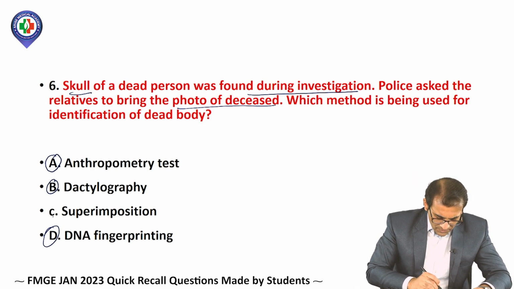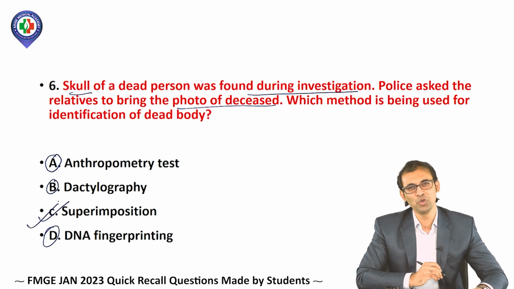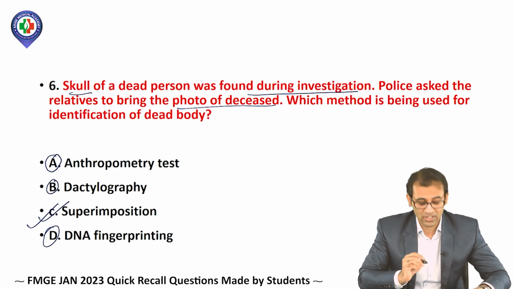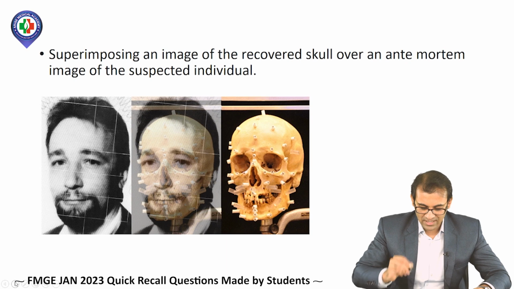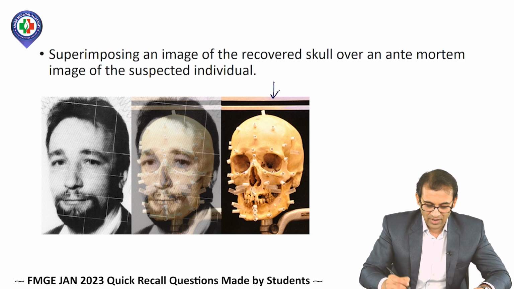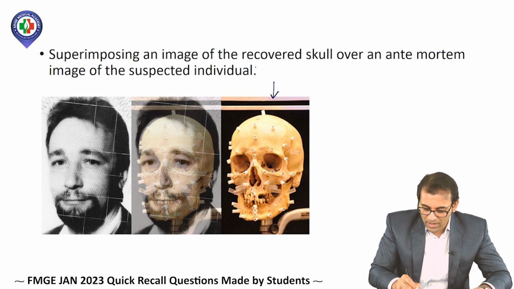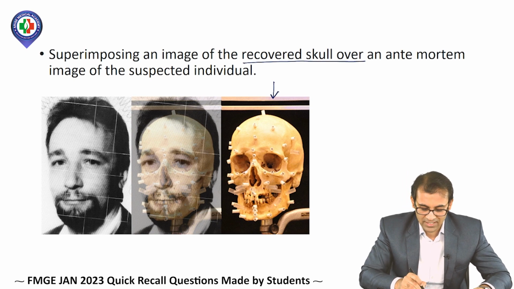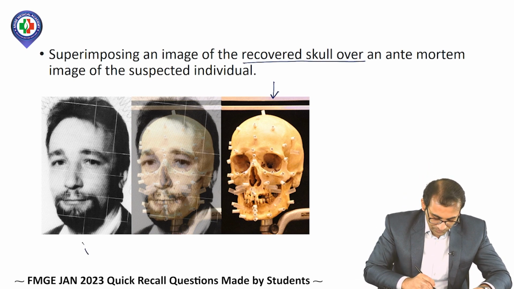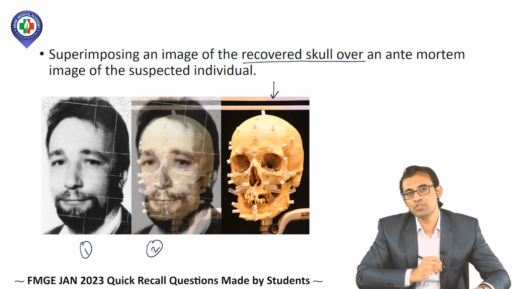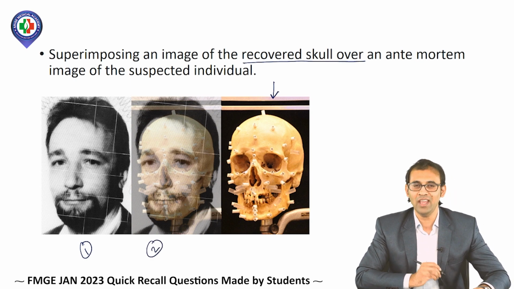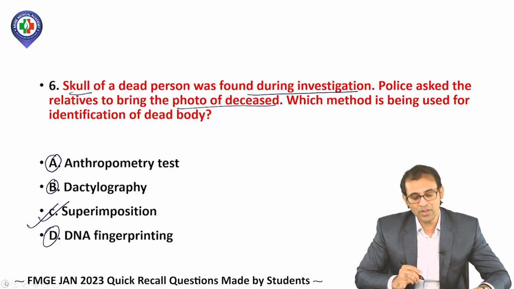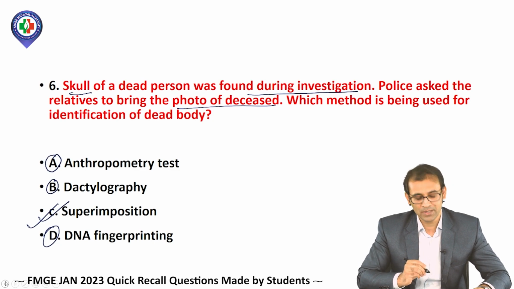What about option number C? Superimposition. What is this? This is the exact answer for this question. What is happening in superimposition technique? See this one. Suppose if the skull is found, and what is happening here? Superimposing an image of the recovered skull over an ante-mortem image of the suspected individual. Now this is called as superimposition technique, and with the help of this we can identify the deceased person. So here answer will be superimposition technique.